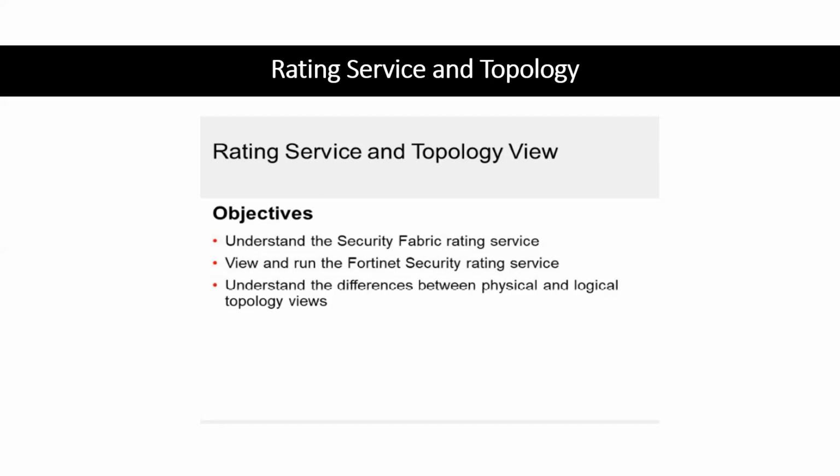So the rating service, whenever I go over this section, I know it's going to be a lot of stuff, but it's very helpful because you can see maybe we need to tackle this zone or that zone, and the devices in there we need to take a look at. So what are the objectives we're going to tackle today within this section? 1, understand the security fabric rating service. 2, view and run the Fortinet security rating service. And 3, understand the differences between physical and logical topology views.